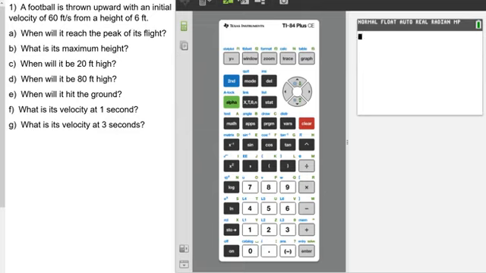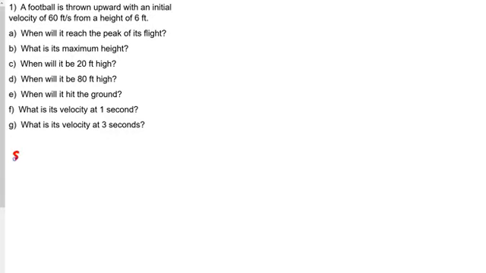And when we have our test, you will have a problem that you're using your graphing calculator to solve, kind of similar to this. Okay, so we have the football that's thrown upward with an initial velocity of 60 feet per second from a height of 6 feet. So remember that that gave us the equation S of t equals negative 16t squared plus 60t plus 6. That was our position equation, and our velocity equation was v of t equals negative 32t plus 60.